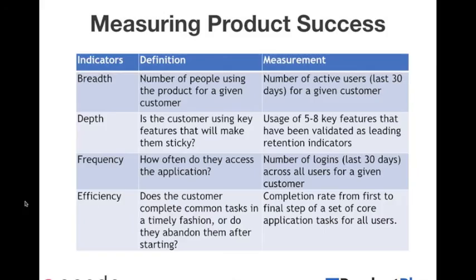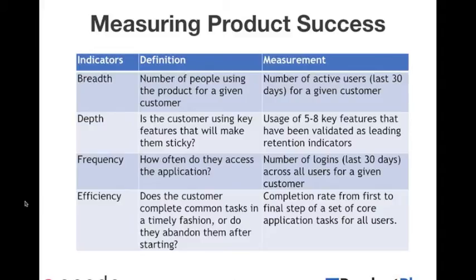The next thing I wanted to talk about is one of our metrics that we use a lot, which is this concept of product success. Let me talk a little bit about how we do that. We look at overall product success, how successful your product is going to be, and a leading indicator of that. We look at four main components.